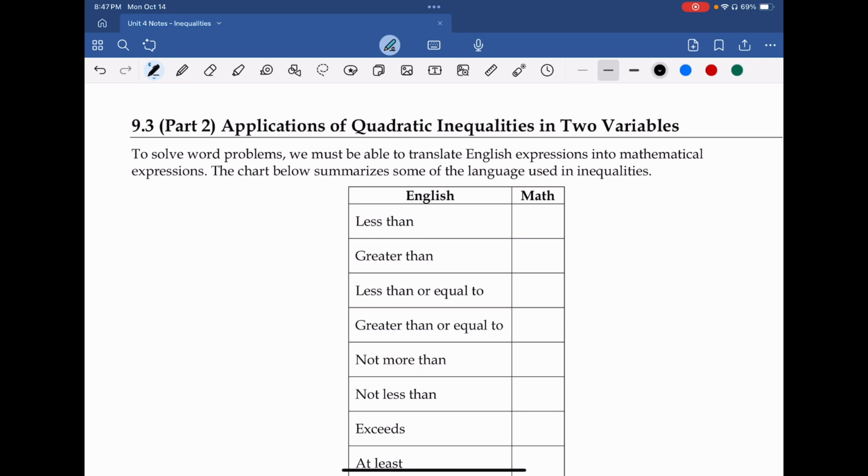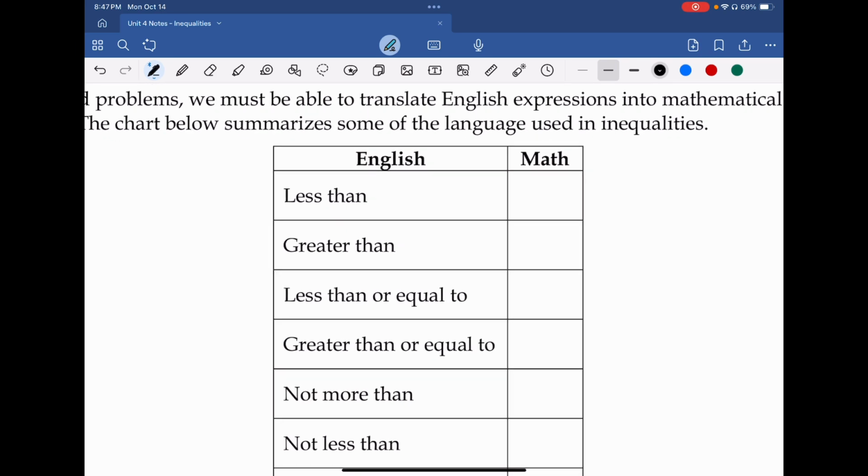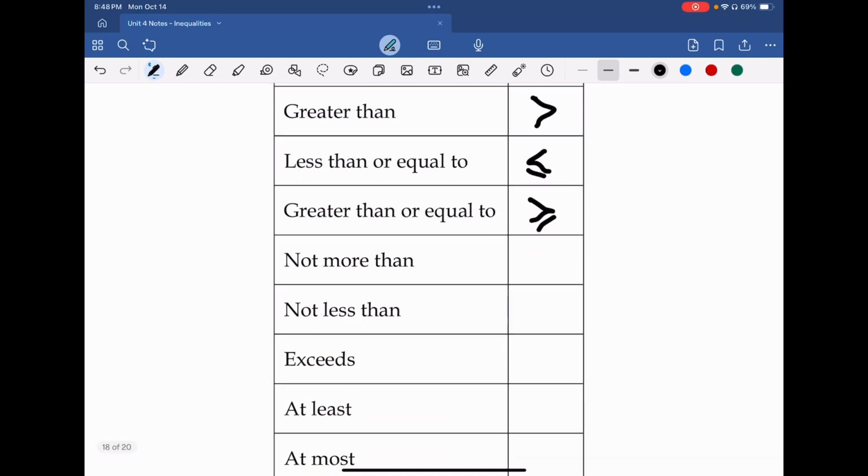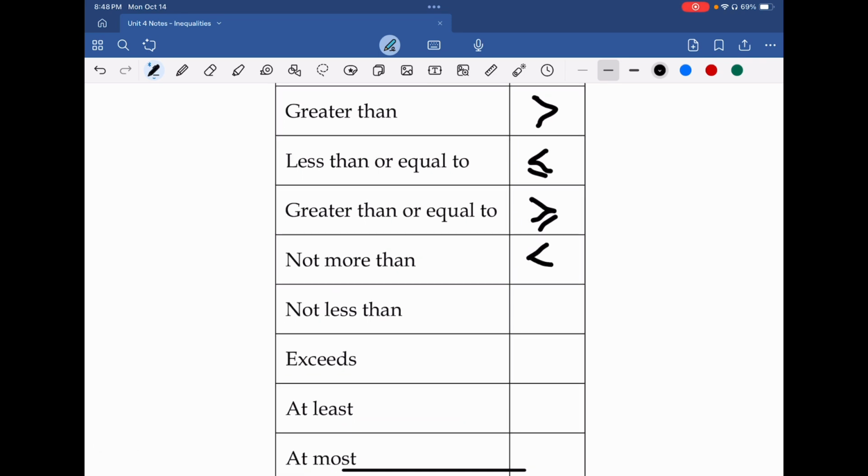So anytime we see less than, we want to be thinking it must just be less than and not including. Greater than, just opposite, we're going to put our greater than symbol. Less than or equal to, we're going to put the less than symbol but with the equal symbol. Greater than or equal to, we're going to put greater than or equal to with the line below it. Not more than means, first of all, it has to be less than the value, but it could also be equal to the value. As long as it doesn't exceed the value, we're good.